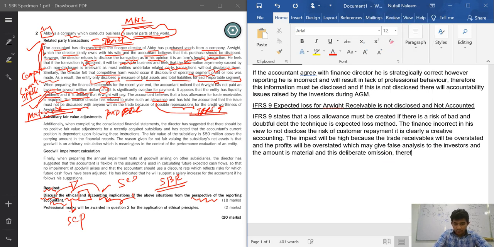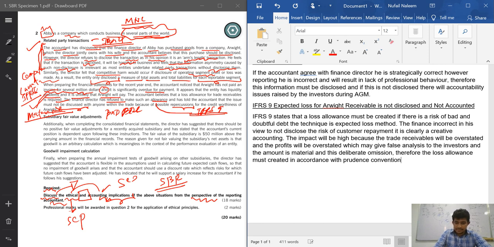Therefore, the loss allowance must be created. It must be created in accordance with the prudence convention. Now see, I am connecting a basic knowledge. In accordance with the prudence convention.